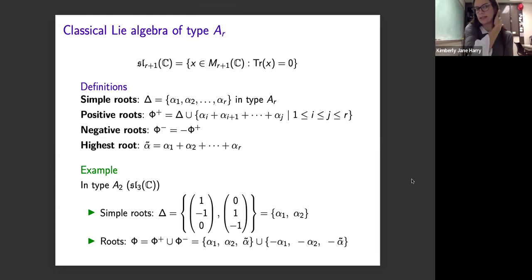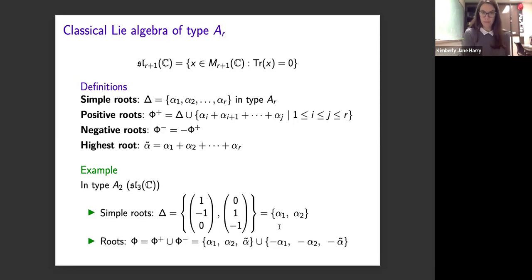So let's look at type A2. Again, this is SL3. And I want to look at my simple roots. Like I said before, we can think of them as vectors. So for alpha 1, notice in the 1 place we have a 1, and in the second place I have a negative 1, which was the way I was defining my alphas. And for alpha 2, I have a 1 in my second spot and a negative 1 in my third spot.